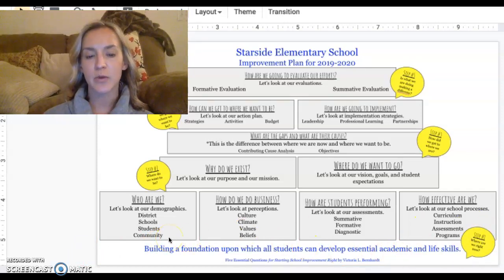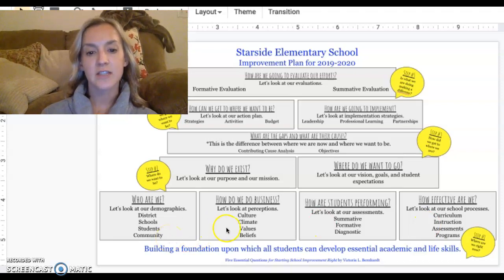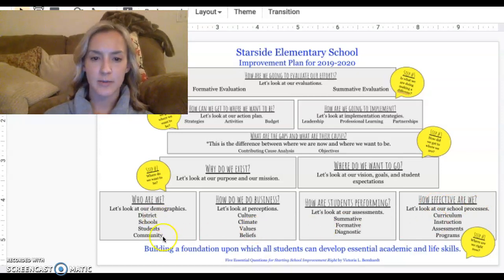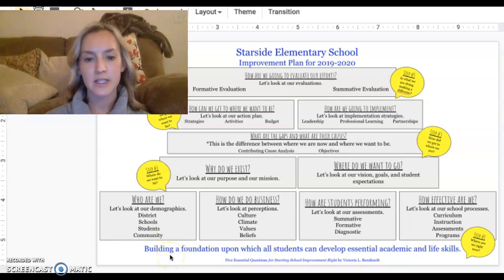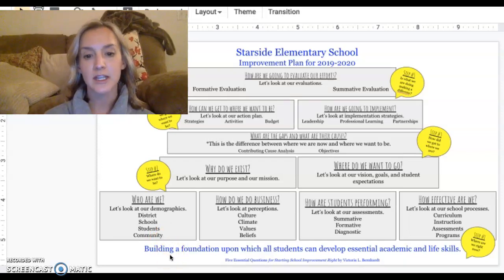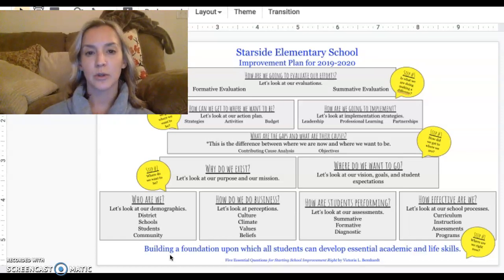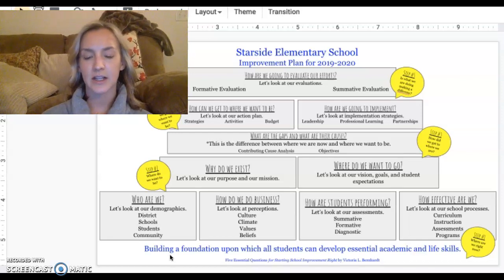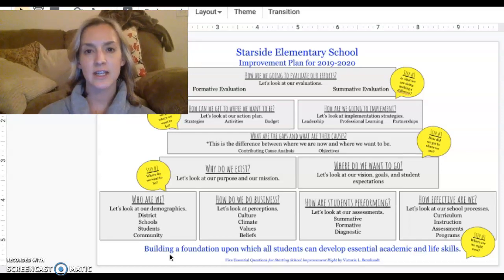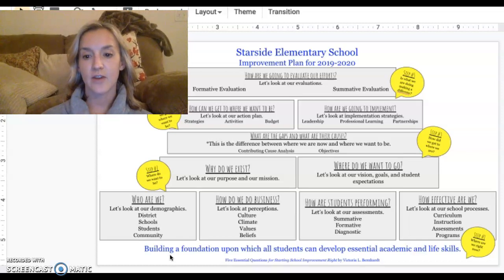So as a team, we would reflect on these 4 questions, and then we would look at everything that's below them. So who are we? We'd look at our demographics. How do we do business? We'd look at our perceptions. How are our students performing in our school? In all of the grade levels, we would look at all of our assessments and analyze those, and just ask the question, how effective are we?